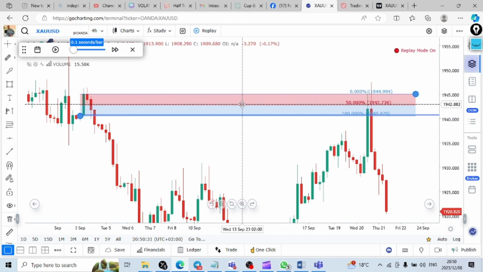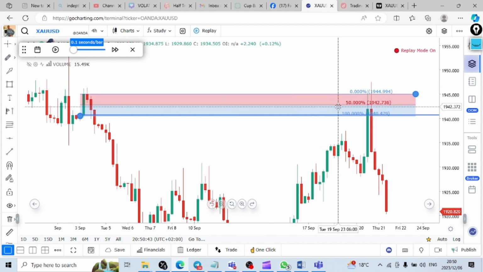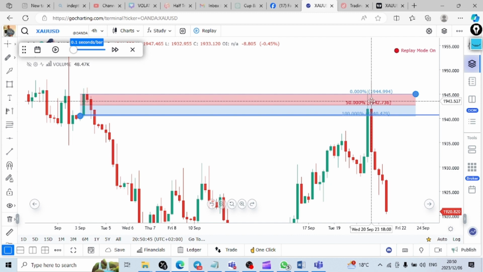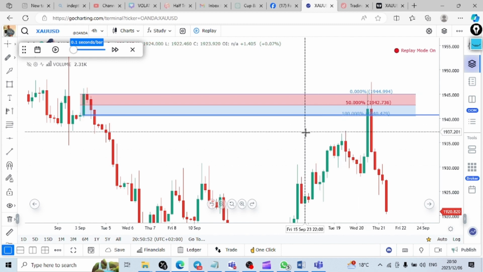So according to ICT, when you're using order blocks and you're trading currencies, you must respect the 50% mean threshold of the order block, which is this line. That means if your stop loss was here and the price closes above the mean threshold, you need to cancel that trade. But you'd see that with gold and synthetic indices, that doesn't normally take place.